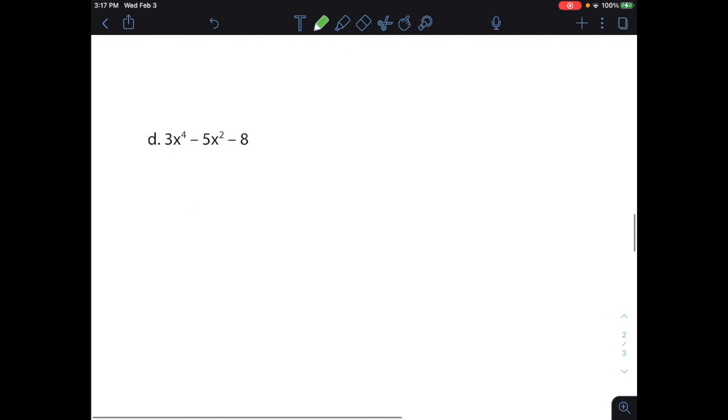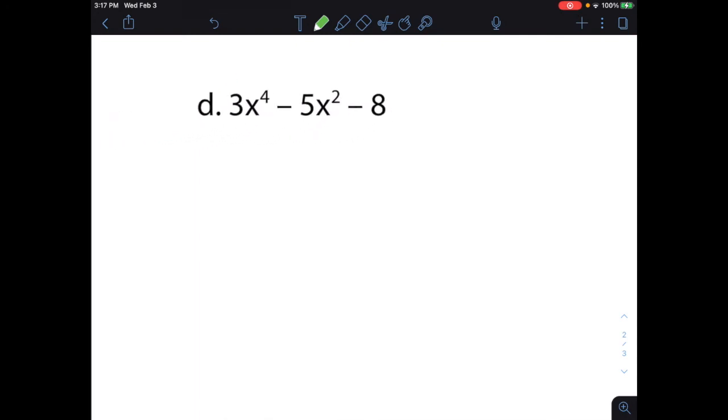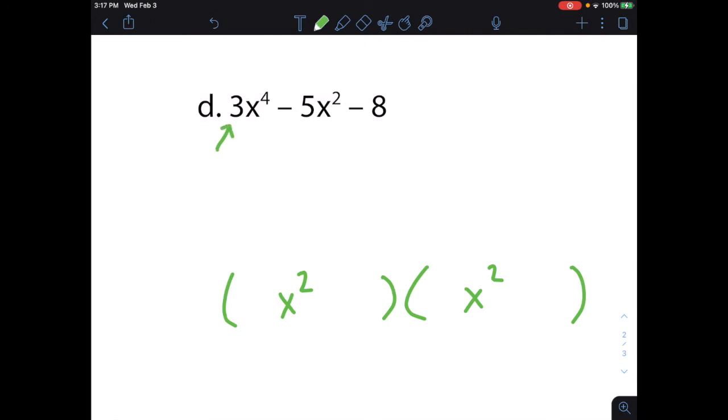Oh, this one is just like one from the other day. It's got an even exponent on the x term. So the only difference this is going to make is that our binomials are going to have an x squared at the beginning instead of just an x. And this is going to be 3 times 1, so we can go ahead and plug that in. And now we just have to decide: 1 times 8, 2 times 4. One of them has to be positive, one of them has to be negative. So we could do this, or we could do this.